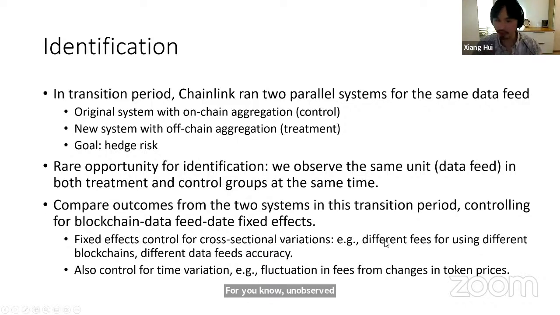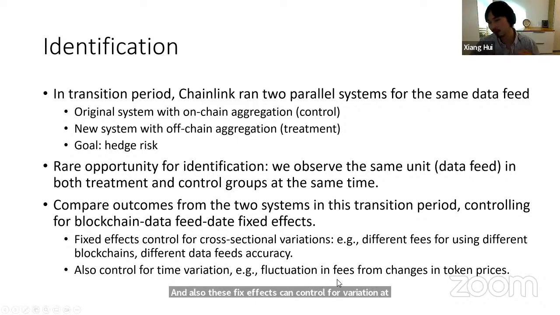the fees are different for using different blockchains. And there could be different systematic accuracy in different data feeds and so forth. And also these fixed effects can control for variation in the time dimension, such as fluctuations in fees from changes in token price over time.